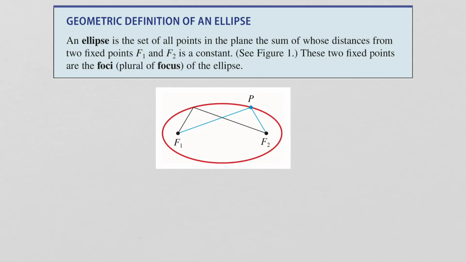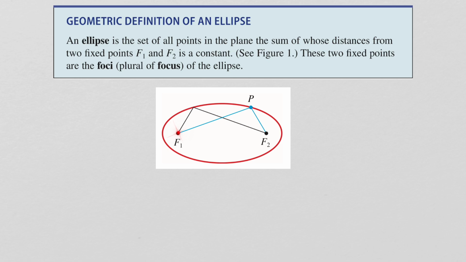The geometric definition of an ellipse says that an ellipse is the set of all points in the plane, the sum of whose distances from two fixed points, F1 and F2, is a constant. These two fixed points are called the foci, which is just the plural of focus, of that ellipse. So basically, an ellipse is an oval-shaped graph. But where does that shape come from?